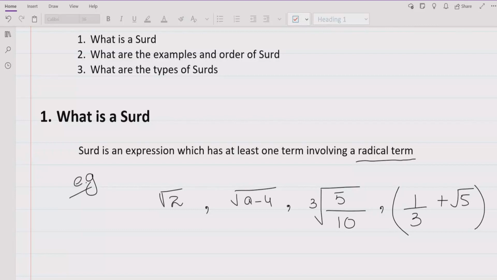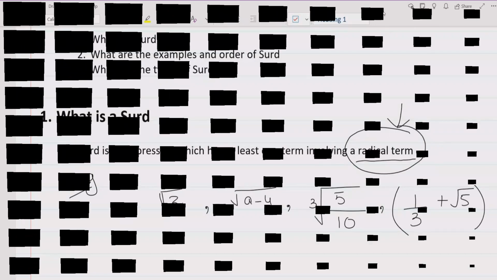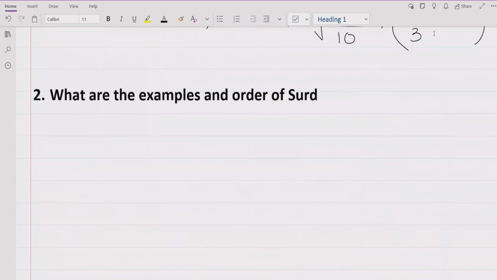Surd is an expression involving radical terms, which is very important for the surd. So now we have some examples and we will discuss the order of surd. Now let's talk about some examples and order of surd. So we have a few examples.